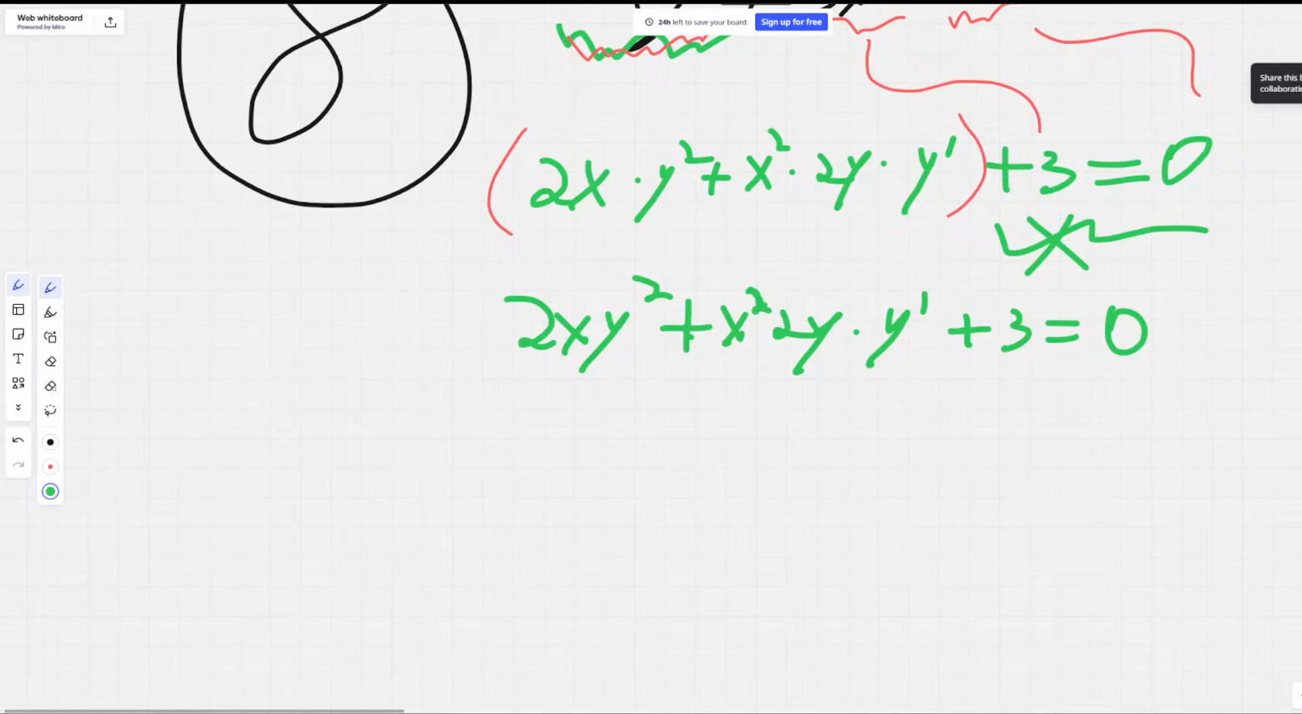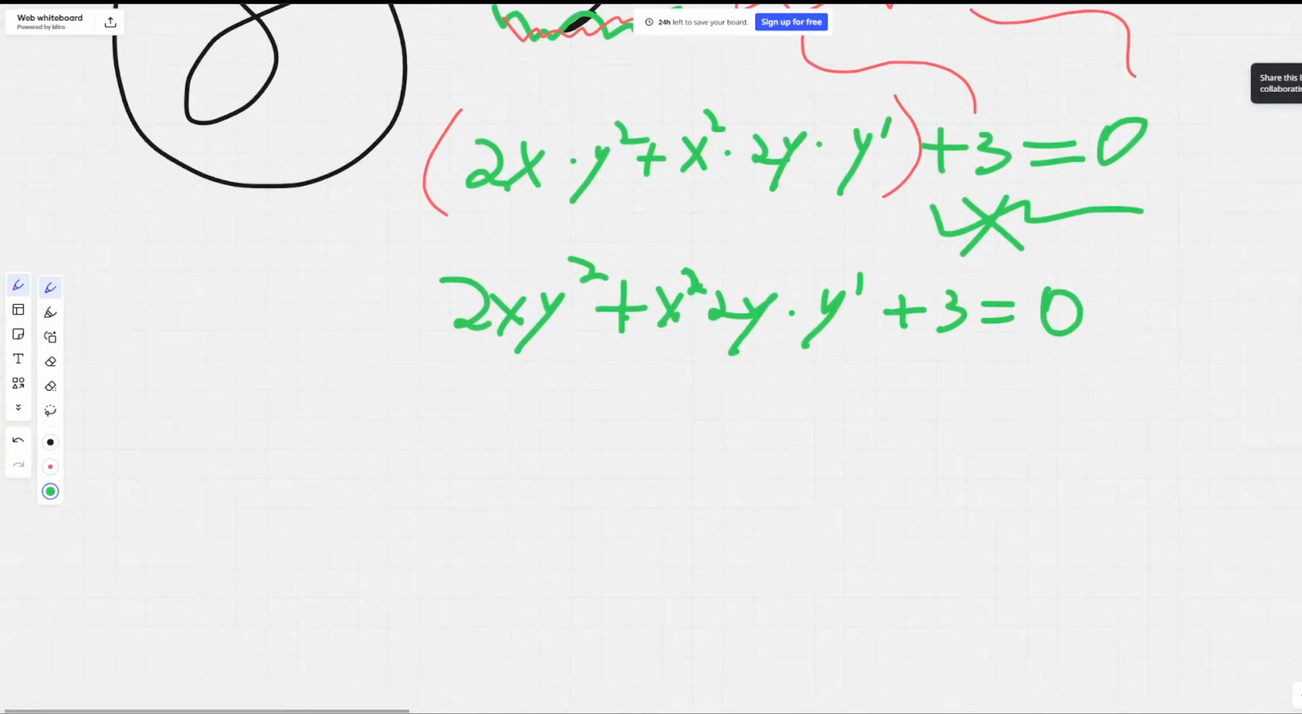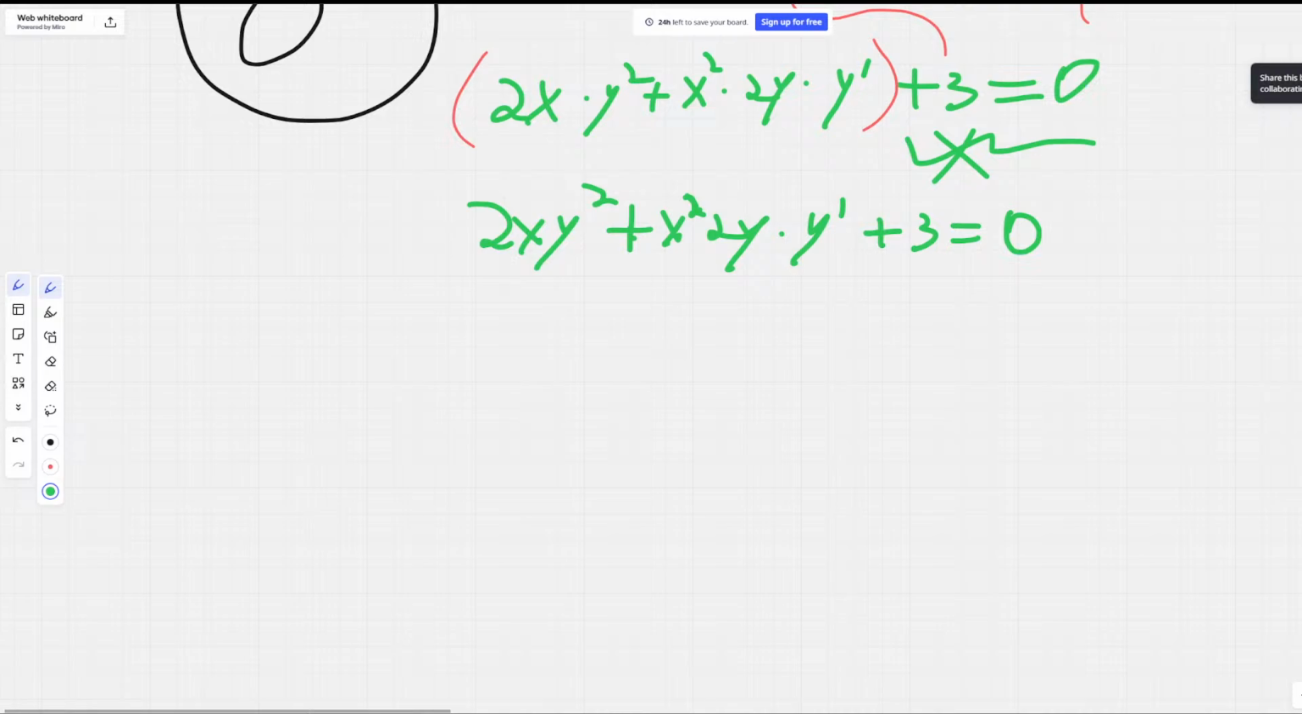Write it on my notebook, shall we? x squared y squared plus 3x equals 7. 2x times y squared plus x squared times 2y times y prime plus 3 equals 0. Put it all together. 2x y squared plus x squared 2y times y prime plus 3. Perfect. Written down. Saved for later. Notebook, we'll remember that.